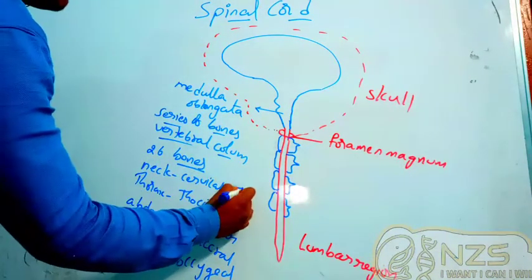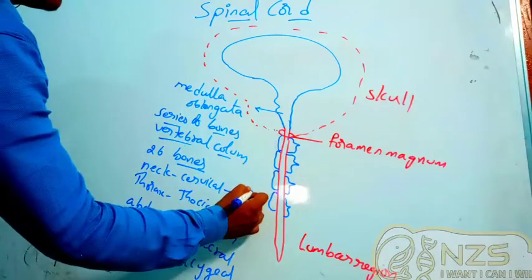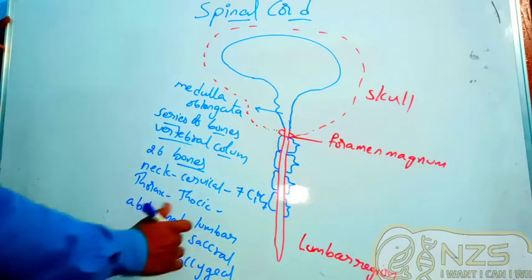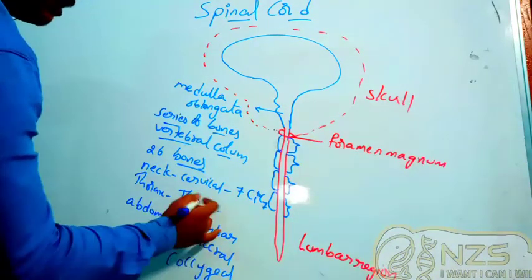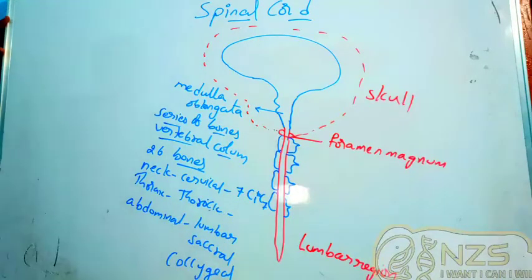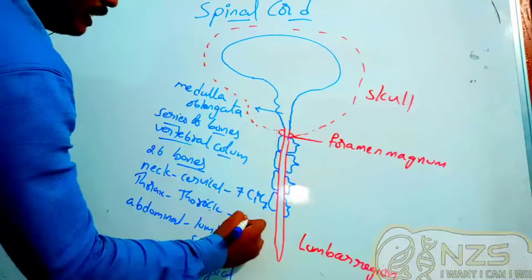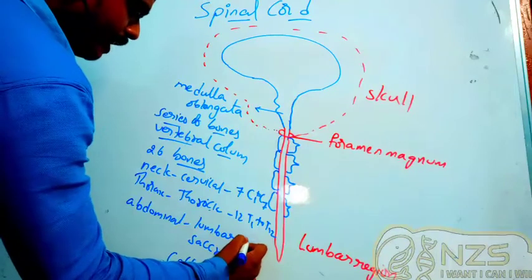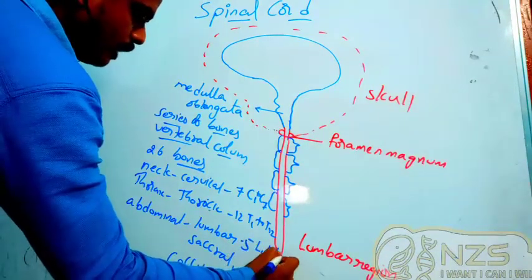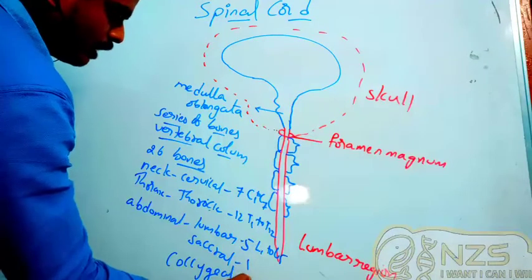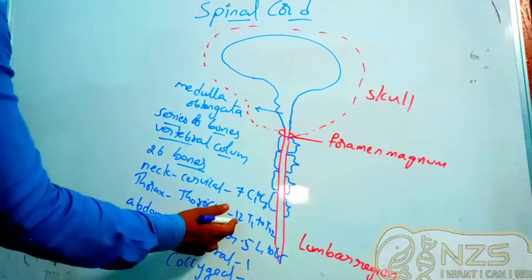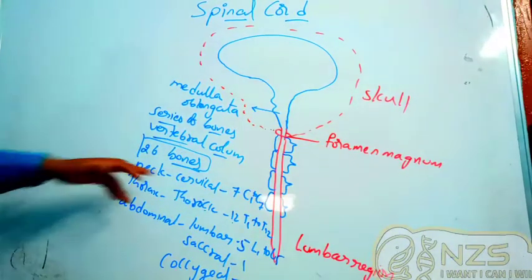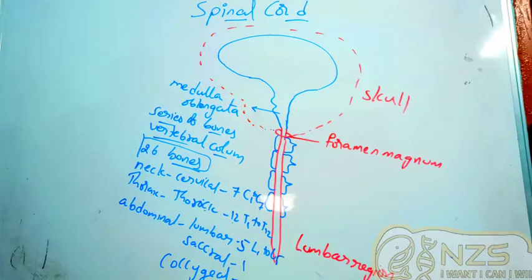We have cervical vertebrae, number 7, C1 to C7, and the thoracic vertebrae, which are 12, that is T1 to T12. Lumbar we have 5, L1 to L5. Next, sacral we have 1 and coccygeal 1. So 5 plus 2, 7, 19, 26. Totally 26. Now, till which part will this spinal cord continue? Till the L1.